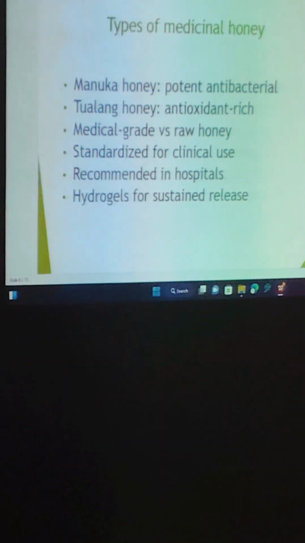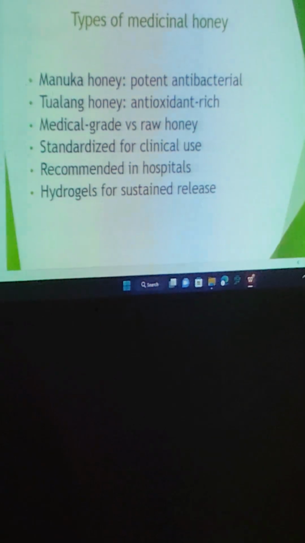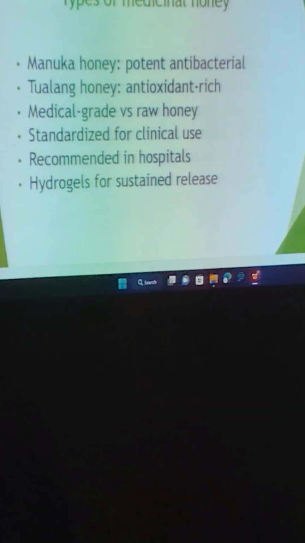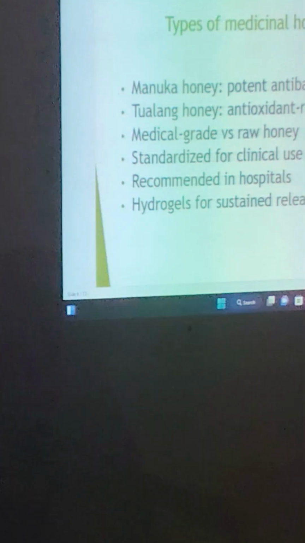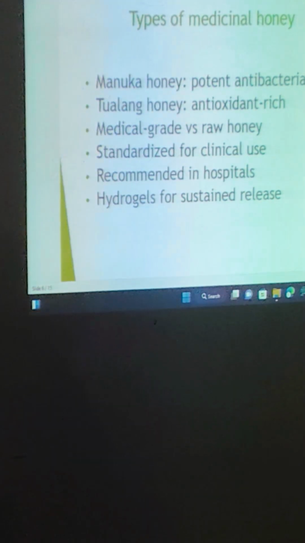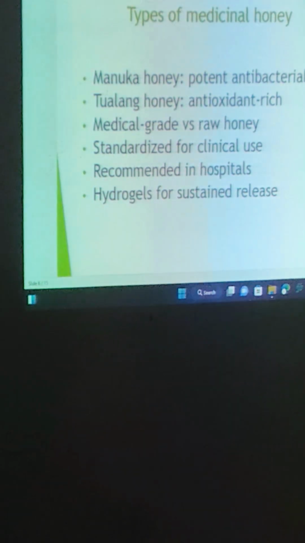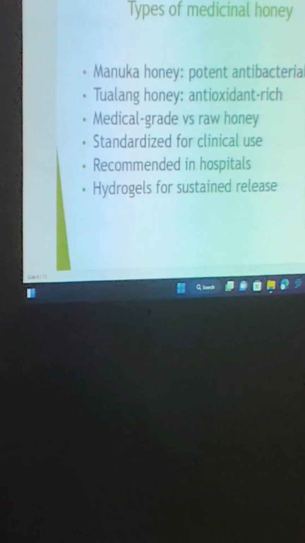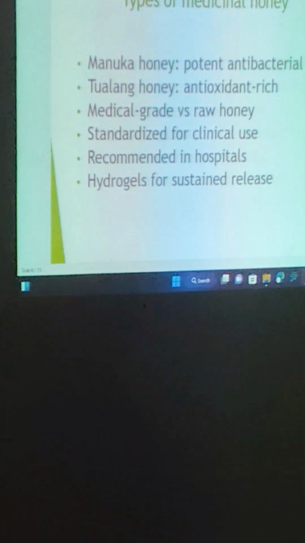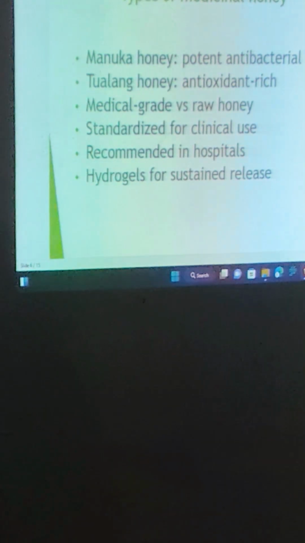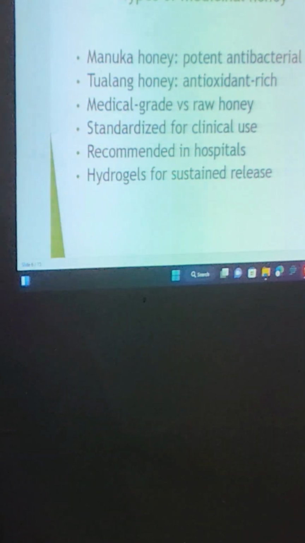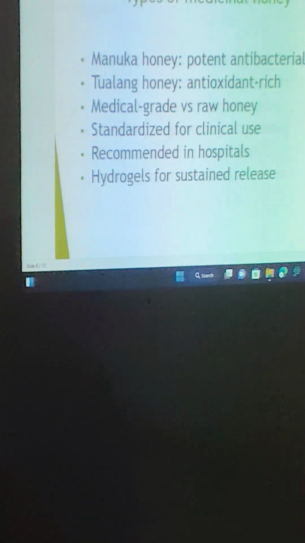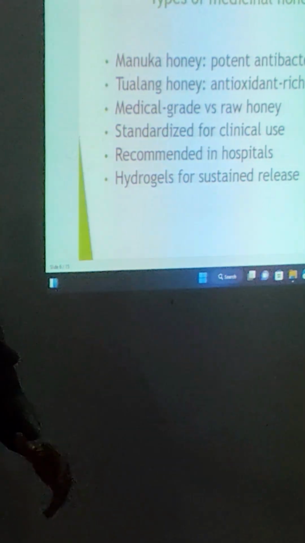The types of honey. We have honey all over the world. Some are found in Asia, some are found in Africa, some are found in Europe. The types include Manuka honey. Manuka honey is a potent antimicrobial agent. We have Tualang honey. Tualang honey is antioxidant rich. We have medical grade versus raw honey. Raw honey is common in Africa. Medical grade honey is standardized for clinical use, recommended in hospital, and contains hydrogels for sustained release.